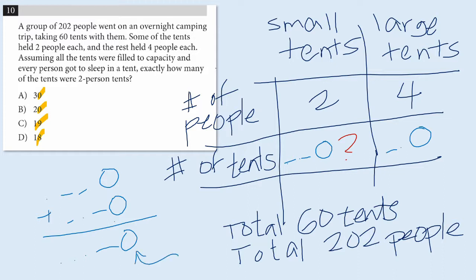But we're told that the total number of people is 202. So that means that having a number of small tenths that ends in 0 won't give us the correct result. So at this point, we can eliminate A and B. We can try C or D. I'm going to try D because 18 for me is a little easier to work with than 9.